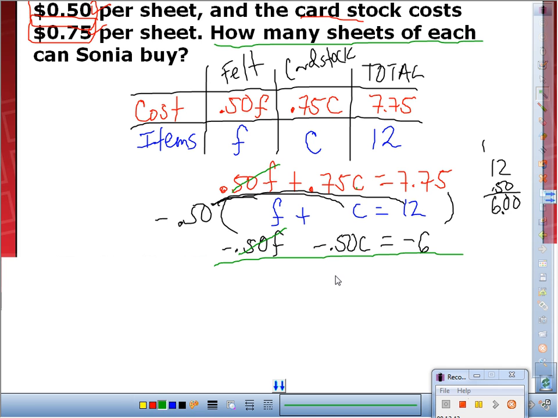That is 0.25C equals. What is 7.75 minus 6? 1.75. Can we solve for the remaining variable? Yes, we can divide by 0.25, divide by 0.25. C equals 7 sheets.